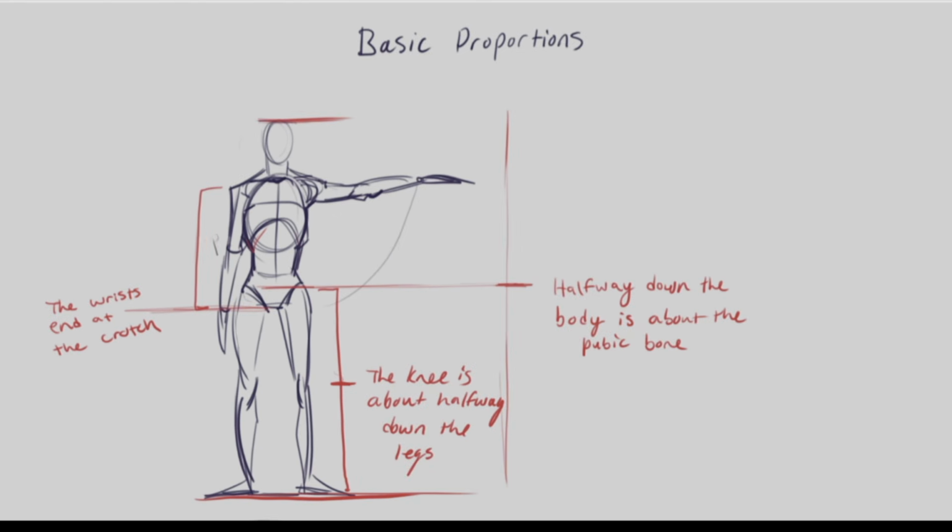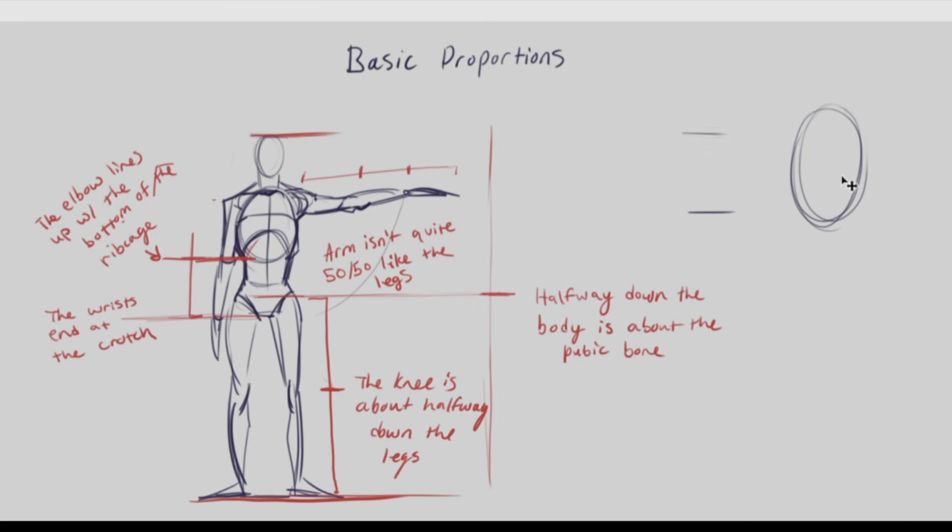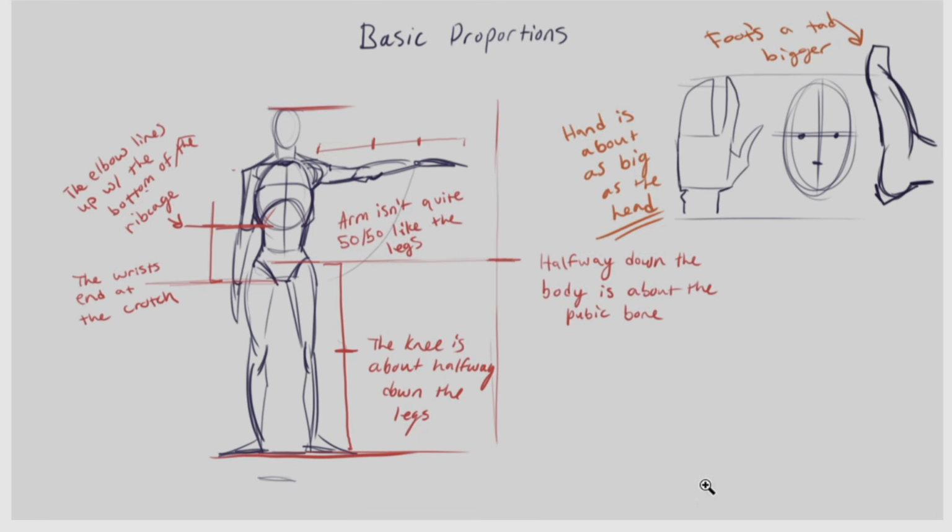The arm actually isn't split like the legs, it's a little bit shorter on the humerus side. A measurement I keep in mind is that the elbow lines up with the bottom of the rib cage. Other general measurements: the hand is about as big as the face, while the feet are a tad longer.